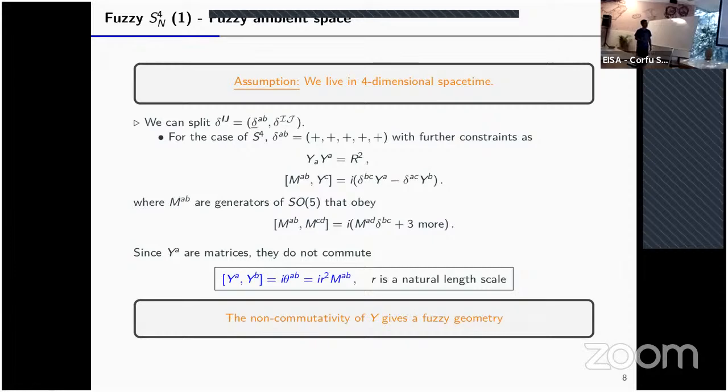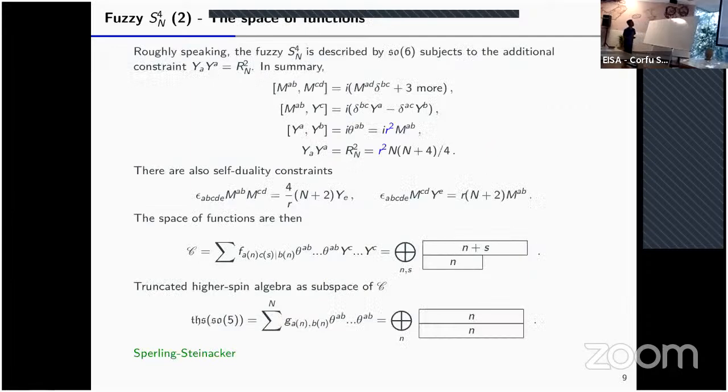As a remark, the non-commutativity of the Y coordinates will give us what are called fuzzy geometries. Roughly speaking, the fuzzy sphere is described by the SO(6) algebra subject to the additional constraint Y squared equals some radius R squared. For convenience, I just listed the previous relations here.